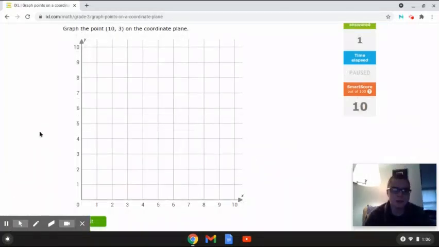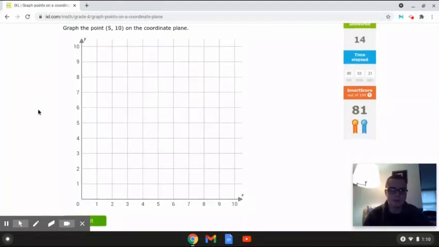This next problem reads, graph the point 10, 3 on the coordinate plane. Again, just as a refresher, this is the x-axis and this is the y-axis. This question is asking us to graph the point 10, 3. We are going to go across by 10 on the x-axis, that's here, and then up by 3 on the y-axis, and that's here. So this is the graphed point for 10, 3 on the coordinate plane, and that is how to solve this problem. Let's hop on to another one.